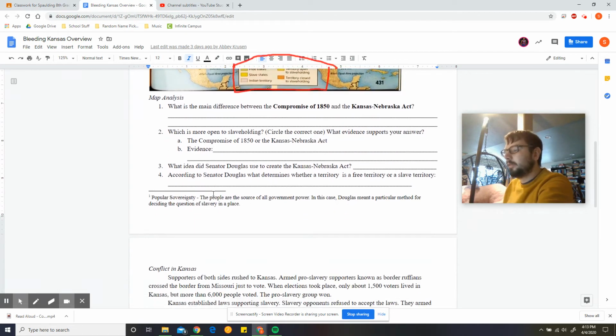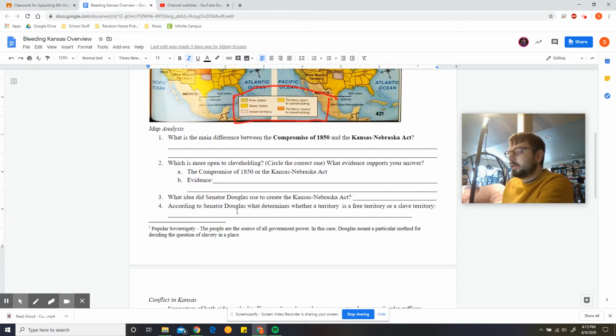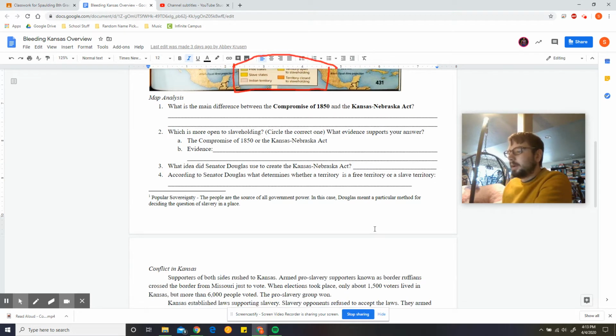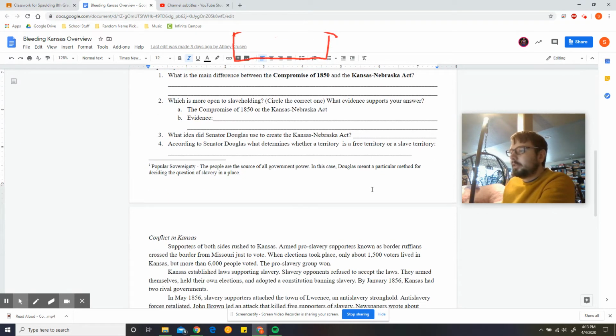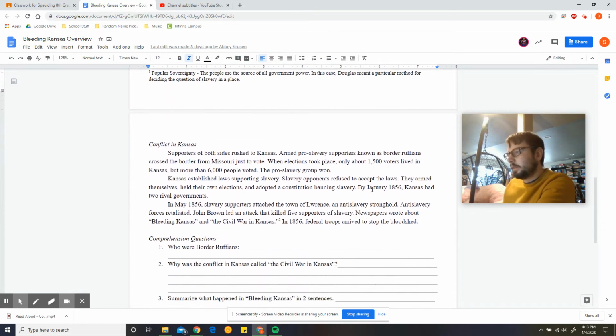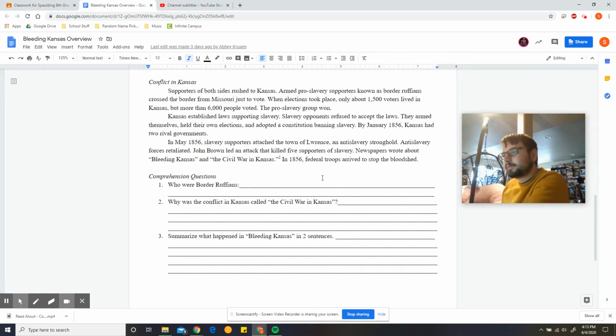Pretty straightforward. Number three, what idea did Senator Douglas use to create the Kansas-Nebraska Act? Let's go back up to the reading for that. What political, governmental idea is driving the Kansas-Nebraska Act? And then, according to Senator Douglas, what determines whether a territory is a free territory or a slave territory? What will determine that? All right, I'm going to move on now to the conflict in Kansas.